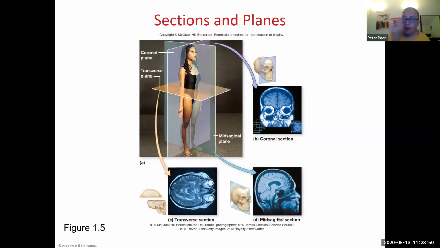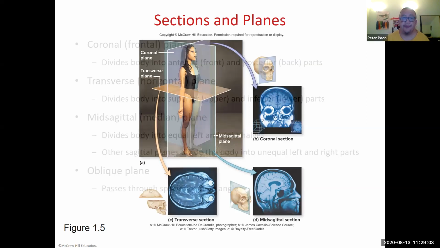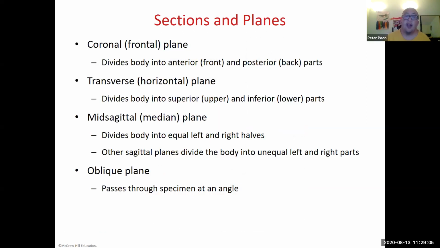So you separate the left part of the nose from the right part of the nose, all the way down, literally down the midline. Any other cut that separates left from right is called a sagittal section. The only other thing, oblique, means any other angle that is not a right angle.